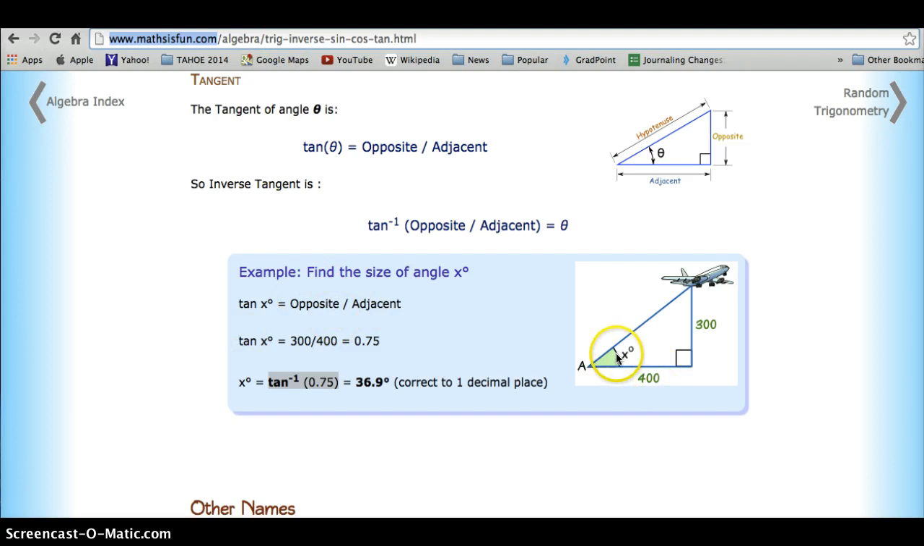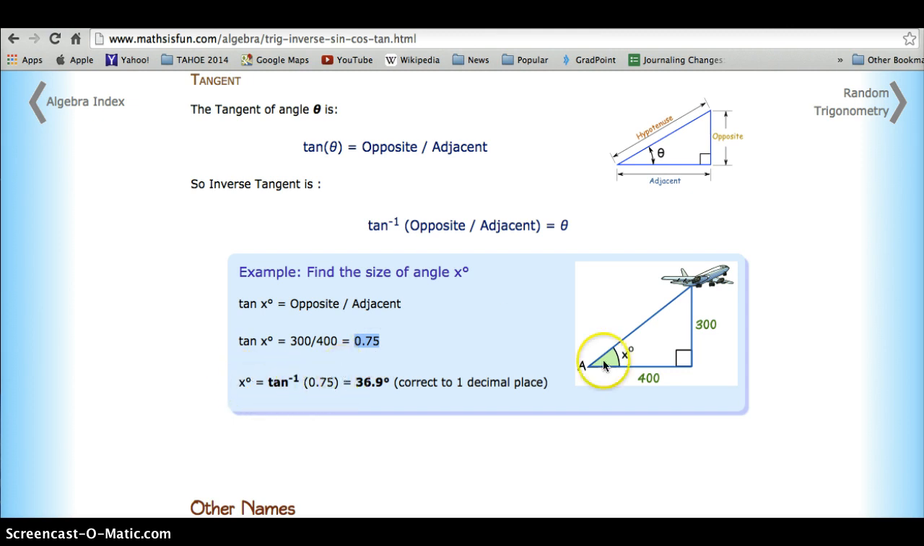In this example, we're looking to find the angle x given these two sides, and we notice that we've got an opposite and an adjacent, so we can use tangent to come up with the ratio. We've got opposite, which is 300, over adjacent, which is 400. Divide that, and it comes to 0.75.